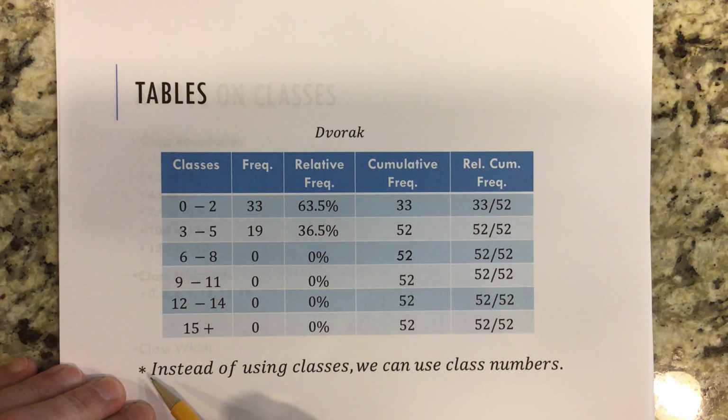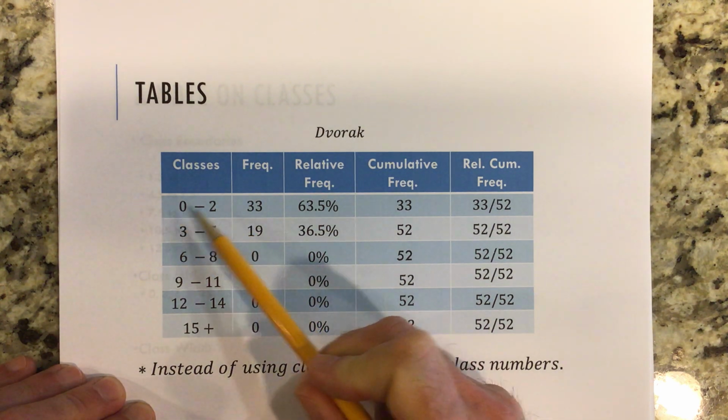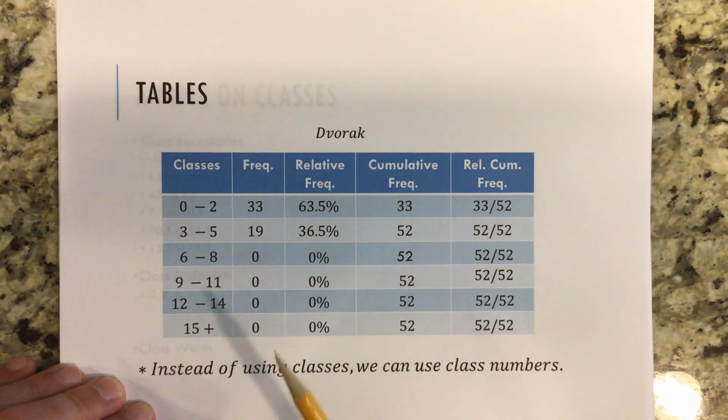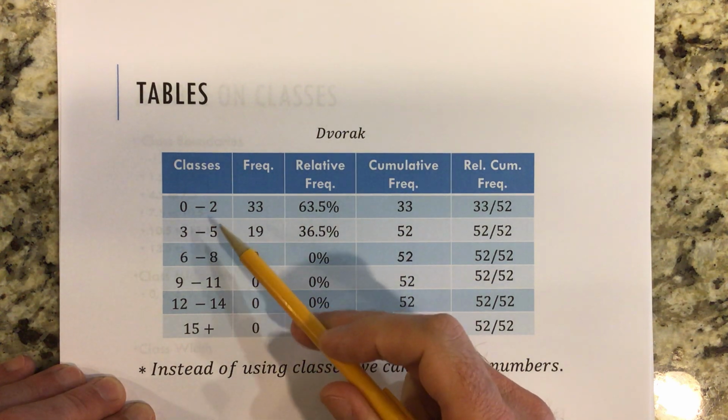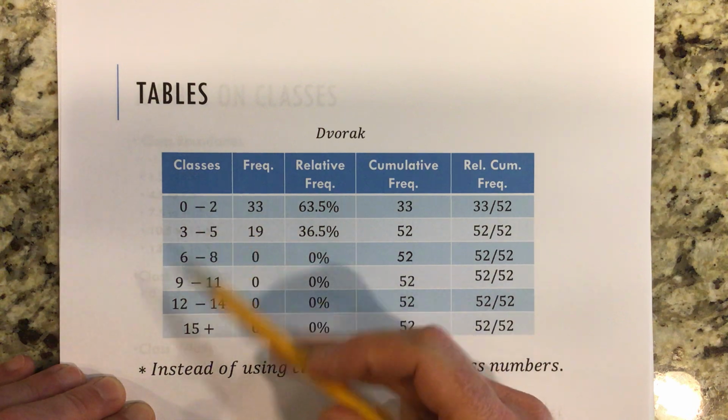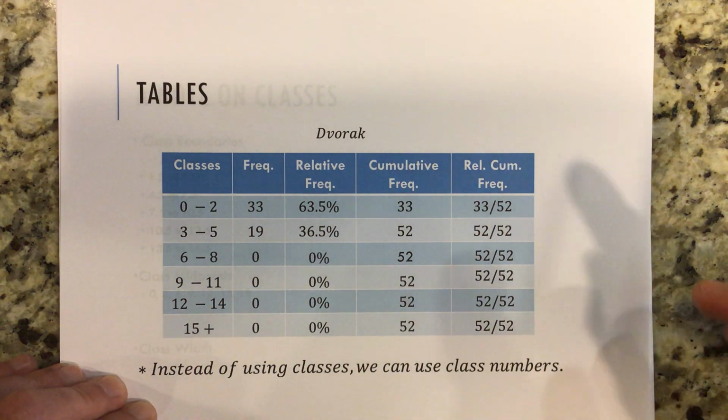Okay, here's just a quick note. The classes don't necessarily have to say 0 to 2 and 3 to 5 and so on. You can just use class numbers or some other type of labeling like freshman, sophomore, junior, senior, right? So these don't have to be numbers. They could be any other type of labeling. Those are classes as well.